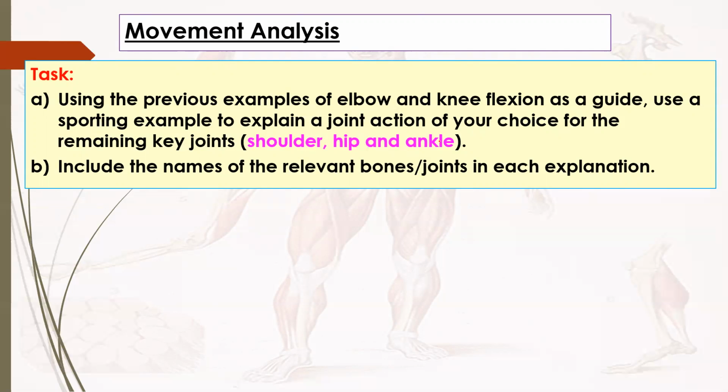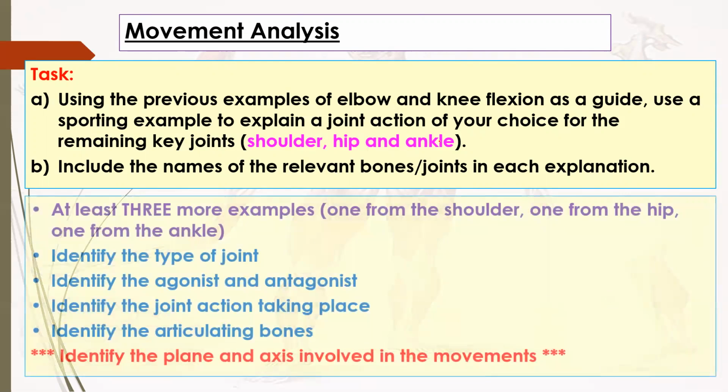And then also with each example, include the names of the relevant bones and joints in each example, just like we did on the previous examples for elbow and knee flexion. Okay, so tell me what the type of joint is, tell me what the articulating bones are. Okay, spend a bit of time doing that. Make sure you've got your head around the different types of movement, the different joint actions, the different agonists and antagonists, and we will take it on a step further in our next lesson.